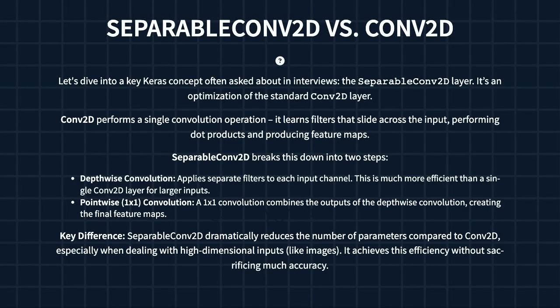Okay, let's talk about SeparableConv2D. It's a clever optimization used in Keras. Think of it as a smarter way to do convolution compared to the standard Conv2D layer. Conv2D does one big job. It slides filters across your data and calculates dot products. SeparableConv2D breaks this down into two smaller, more efficient steps. First, we have depthwise convolution, which processes each channel independently, like having a separate filter for each color in an image. Then, we use a pointwise convolution, or 1x1 convolution, to combine those channels and create the final feature maps. The result? Significantly fewer parameters and faster computations, especially when you're working with larger datasets or complex images.